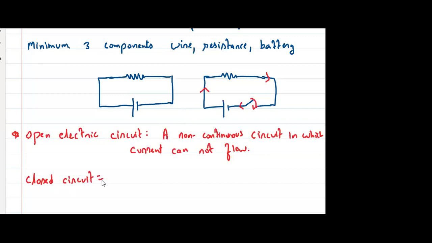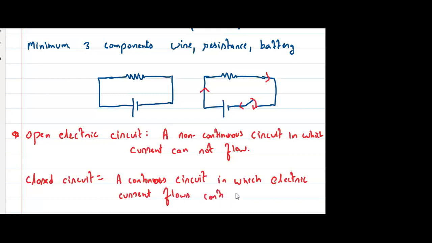So closed circuit, tell me, same, right? A continuous circuit in which electric current flows continuously. ठीक है, that is your closed circuit. Anyone have any issue in this?